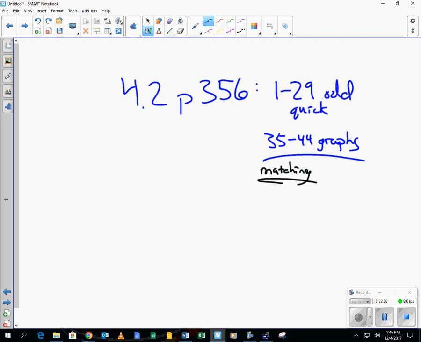So 1 through 29 odd should be pretty quick. Kind of like when we said 4 to what power is 64? Is it x equal to 3? A lot of those problems are just like that. Okay. 35 to 44 is we're going to look at the graphs. Some of them are matching. The other ones you write equations for just like we did. Okay. There's going to be a pretty quick turnaround in here.